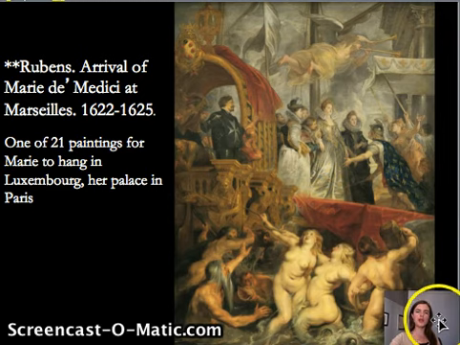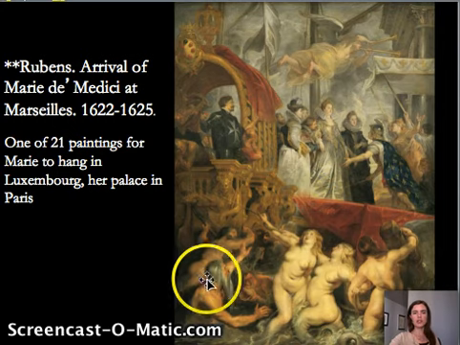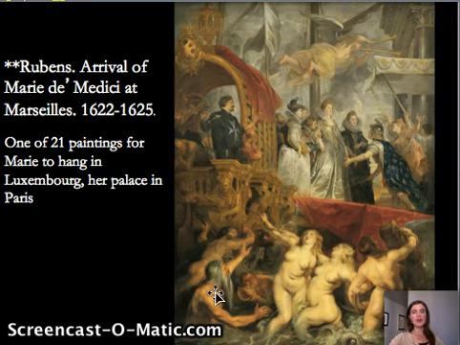And then we see figures of the sea, kind of the retinue of Neptune or Poseidon, celebrating her arrival. So you see the fleshy women turning and twisting, and then you see the muscular men pushing the boat into its harbor. So giving the sense that the gods, the mythological gods, have approved of her arrival.